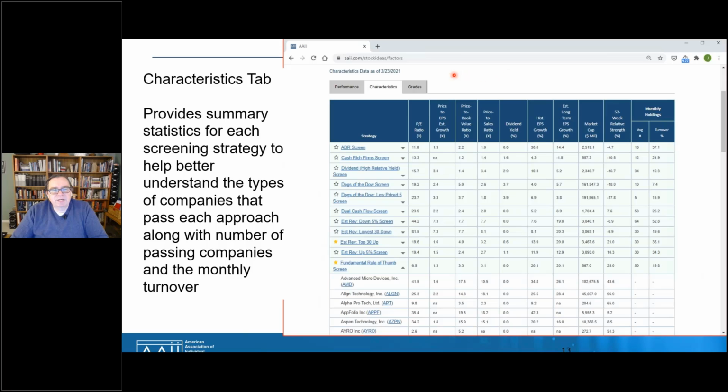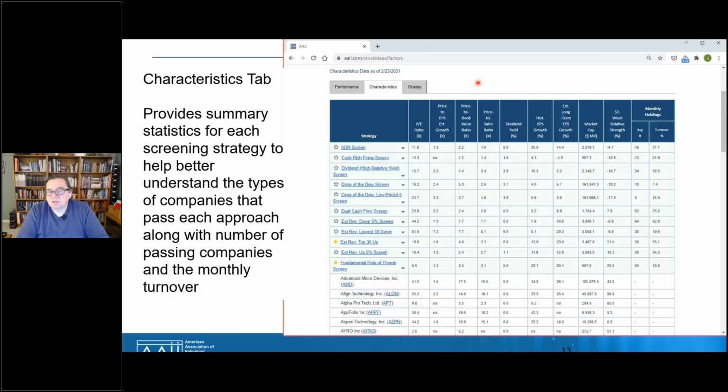And the other tab that's really going to help you even more, I think, initially than the performance tab is the characteristics tab. So what we do is we take some common measures of companies: PE for valuation, PE to earnings estimated growth, price to book ratio, price to sales ratio, dividend yield, the historical EPS growth, the expected earnings per share growth, market cap, how large or small the company is, and what is its 52-week relative strength. In this case, it looks to be an index, not a rank.